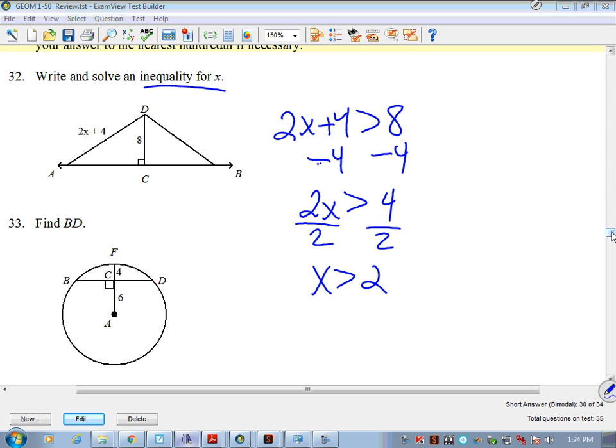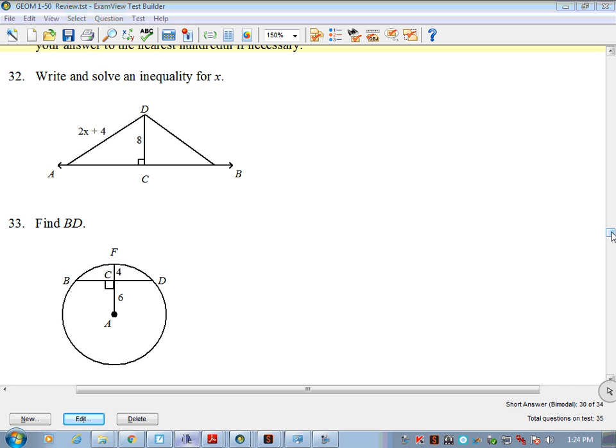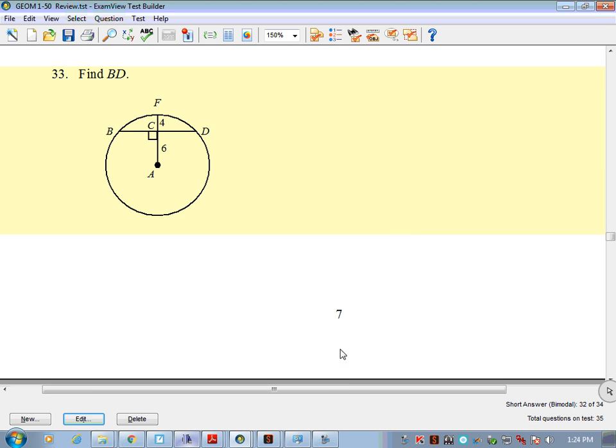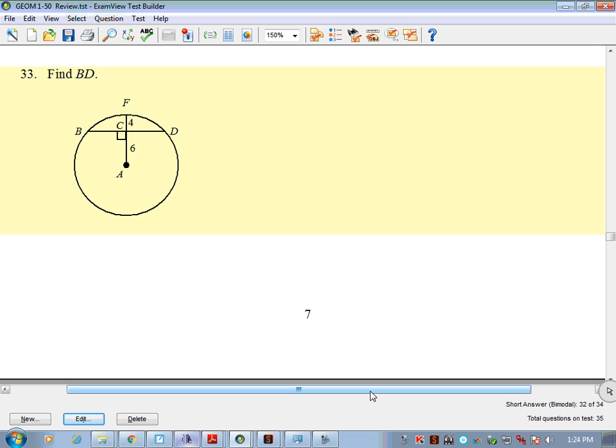That's lesson 42, finding the distance from a point to a line. 32? Yeah. Okay. All right, can you do it? I can. 33 is very similar to the one we just covered up there, where we actually have to draw a circle. It says find BD. Which means I'm going to draw that line right there.